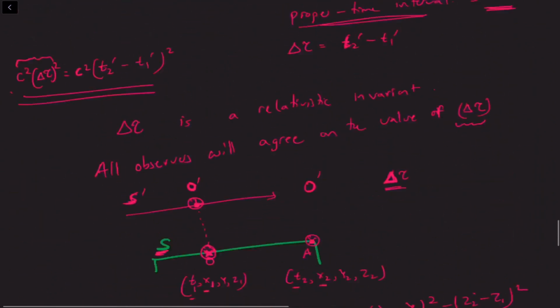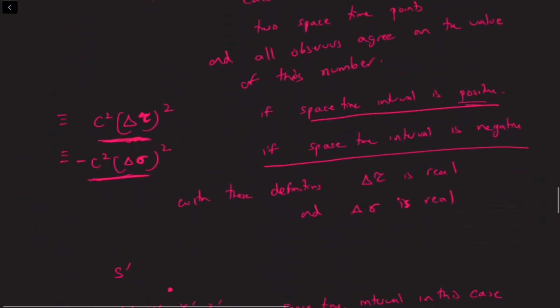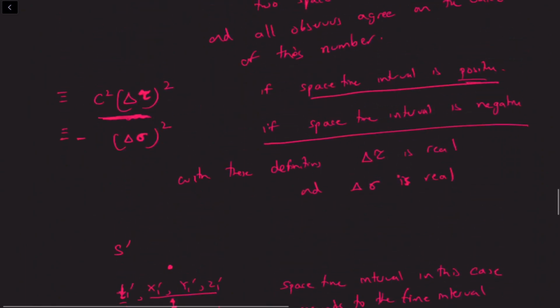So I'm not sure if I defined this correctly earlier. We shouldn't use a c squared here. We just use delta sigma squared in the definition of the space-time interval.